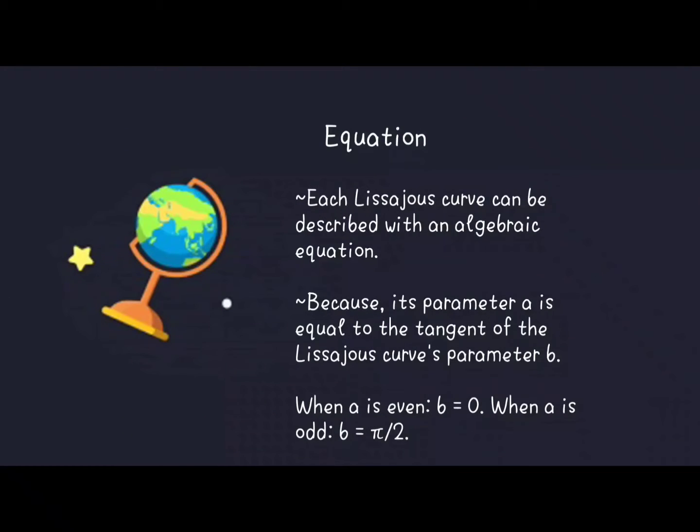Equation. Each Lissajous curve can be described with an algebraic equation. Because its parameter a is equal to the tangent of the Lissajous curve's parameter b. When a is even, b equals 0 and when a is odd, b equals pi by 2.